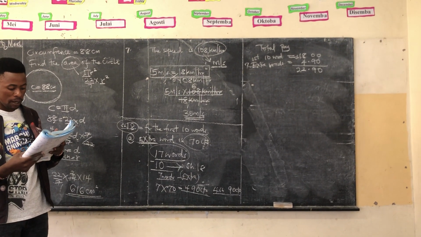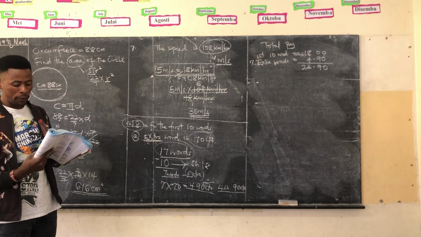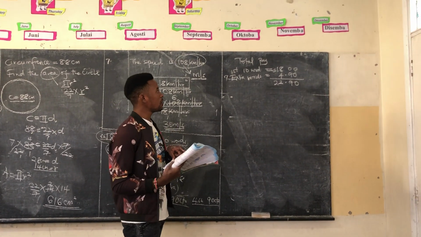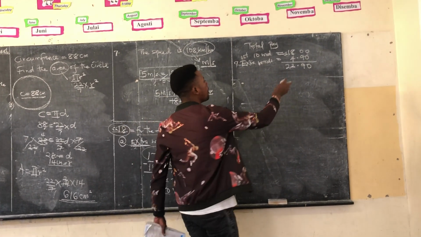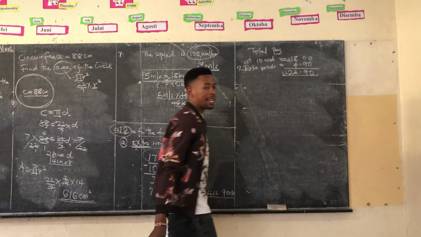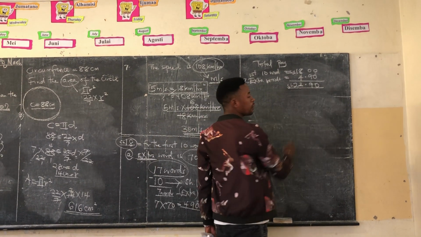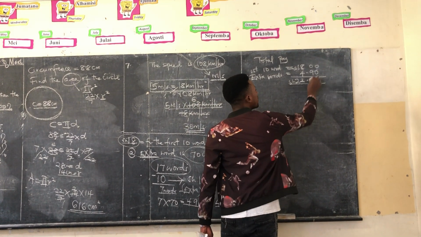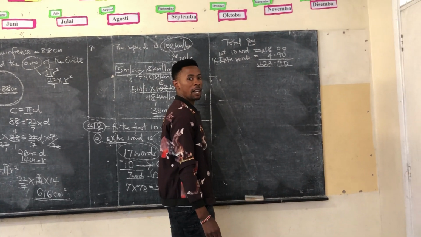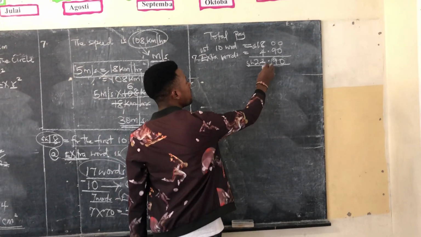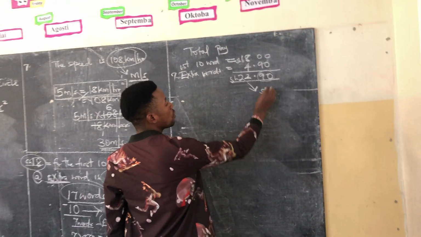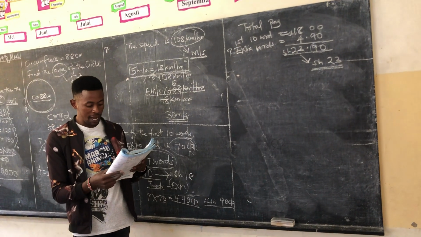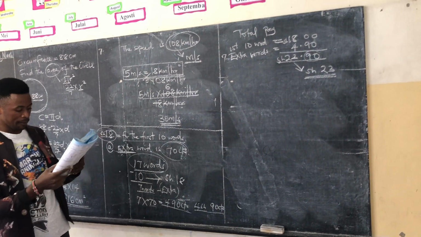But the question was, the total amount is rounded off to the nearest shilling. So the total amount is 22 shillings and 90 cents. So what is this rounded off to the nearest shilling? If you consider 90 as a part of cents, these are more than 50, and if it is more than 50, that means you take it to the next shilling, that is 23 shillings. So the amount that he paid for that was 23 shillings.